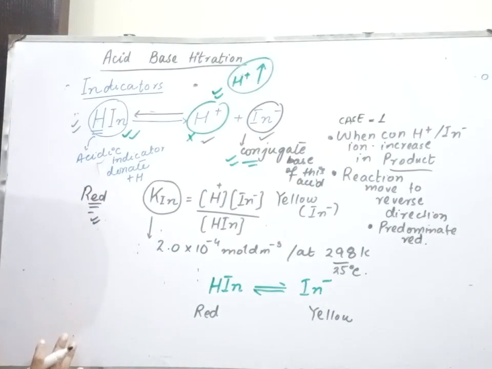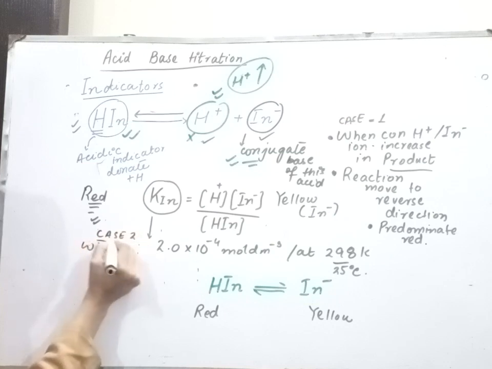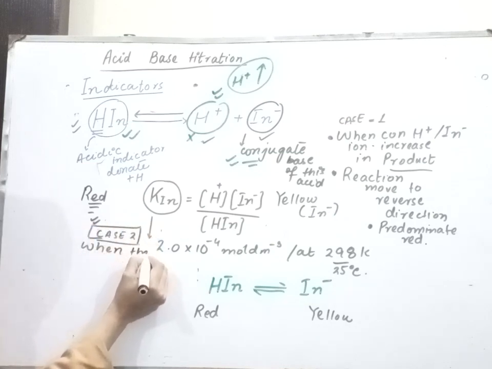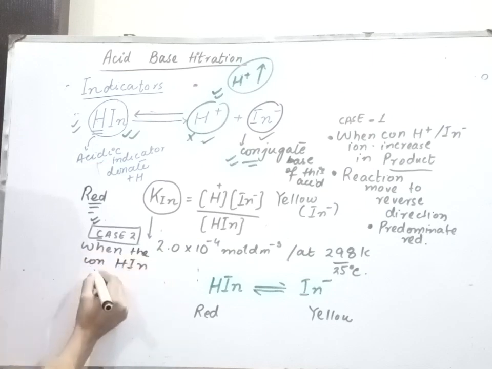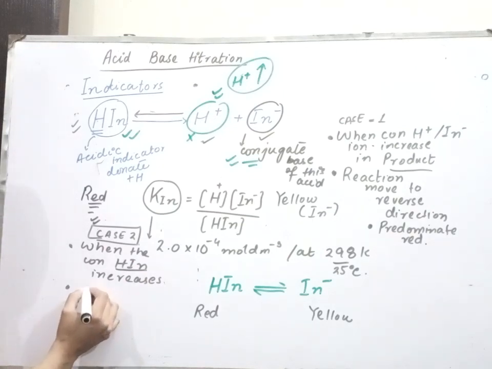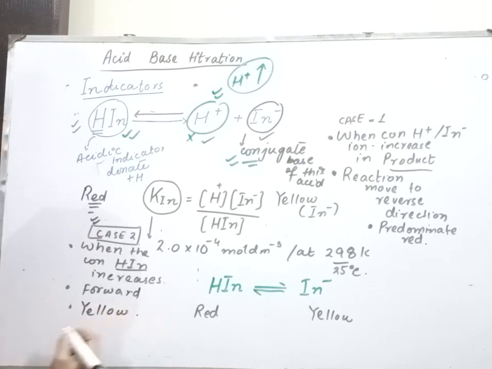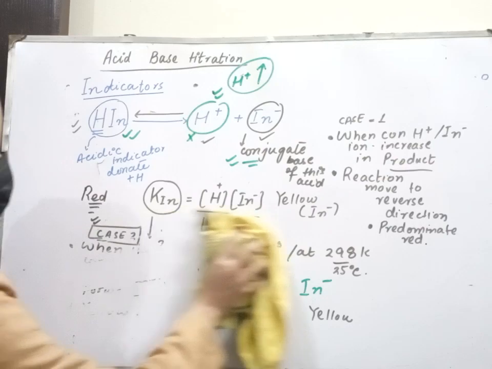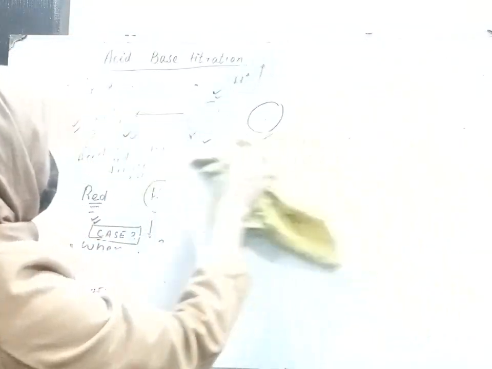When the concentration of products increases. And in case 2, when the concentration of HIn increases, this is a reactant. HIn undergoes ionization more and more if it is in large amount. Then the reaction will move in the forward direction, and the yellow color predominates. These are the two cases. First, when the concentration of the product increases, and second, when the concentration of the reactant increases. So for this, we will write 3 more cases to understand the steps.